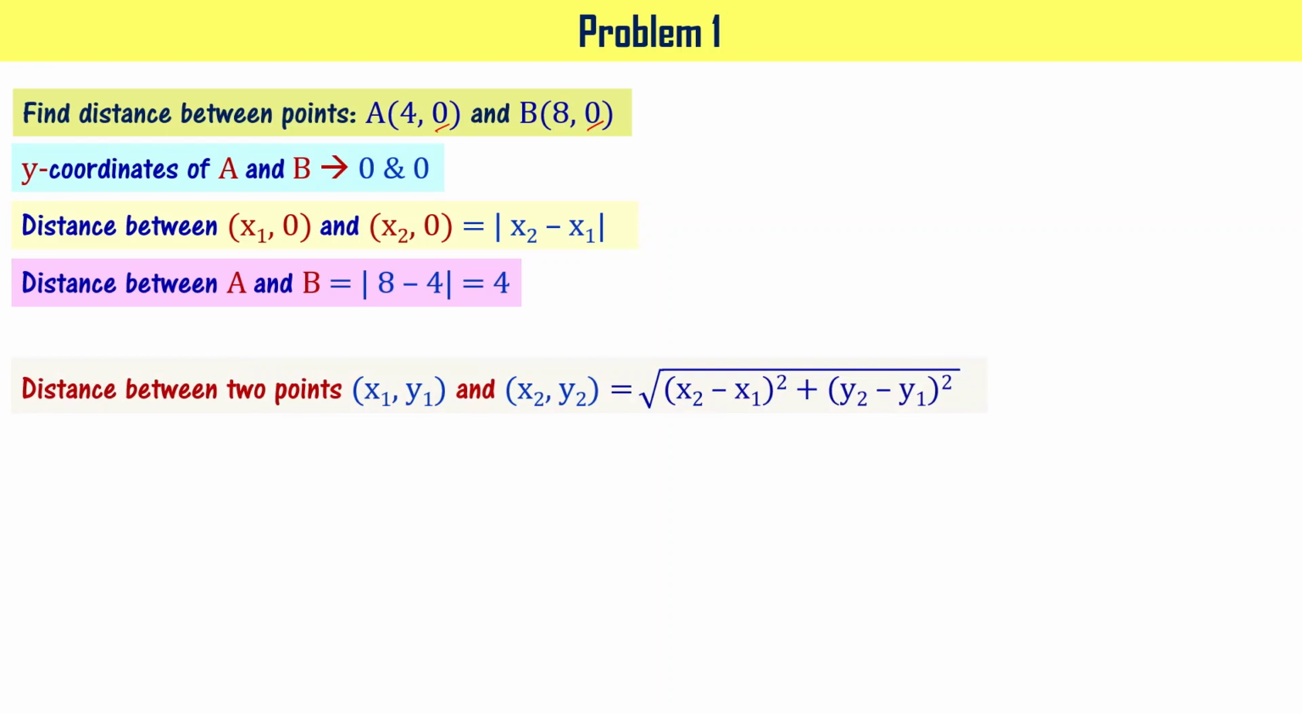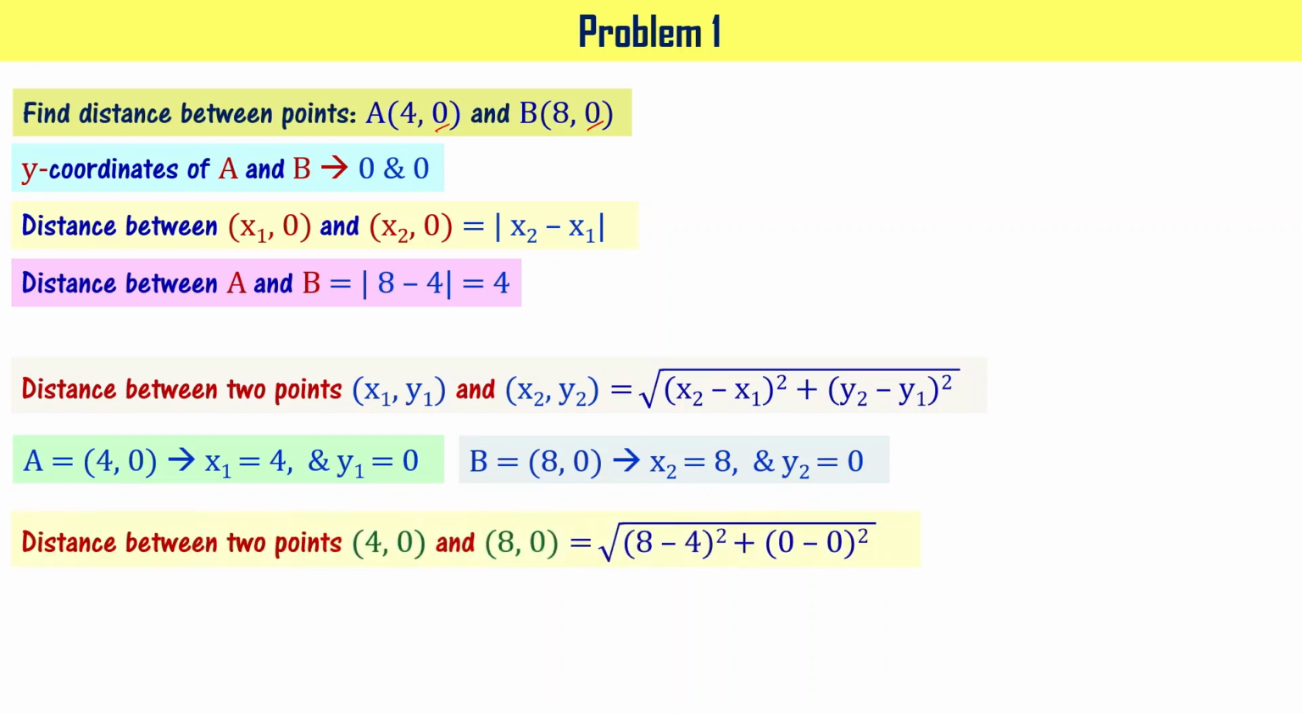The formula given is: distance between 2 points x1 comma y1 and x2 comma y2 is square root of x2 minus x1 whole square plus y2 minus y1 whole square, right? x1 is 4, y1 is 0, x2 is 8, y2 is 0. Let's substitute them, such that you will get distance between 2 points, that is square root of 8 minus 4 whole square plus 0 minus 0 whole square. That can be simplified and written as square root of 4 whole square, that is equal to square root of 16, that is equal to 4. It means the distance between 2 points A and B is 4 units, right?